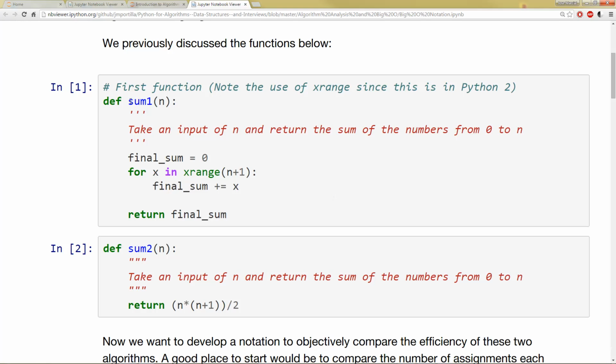So since sum1, this first function, of 10 will be different than sum1 of, let's say, 1,000,000, if n equals 10 or n equals 1,000,000, they could take very different run times. But if we get some sort of Big O notation that's relative or in terms of the input, we can objectively measure it across any sort of input, as long as the Big O notation is relative to the input. So that's where this n is going to come into play. And we'll see that when we actually formalize the notation.